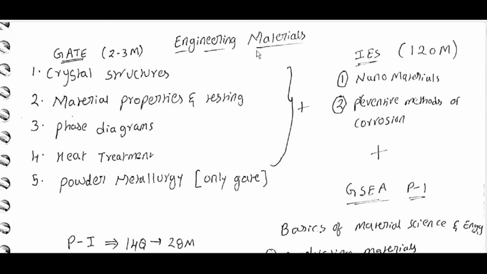Engineering materials get 2 to 3 marks every year. Crystal structures, material properties and testing, phase diagrams, heat treatment, powder metallurgy are only for GATE. For IES, all these topics are there, plus nanomaterials and preventive methods of corrosion.